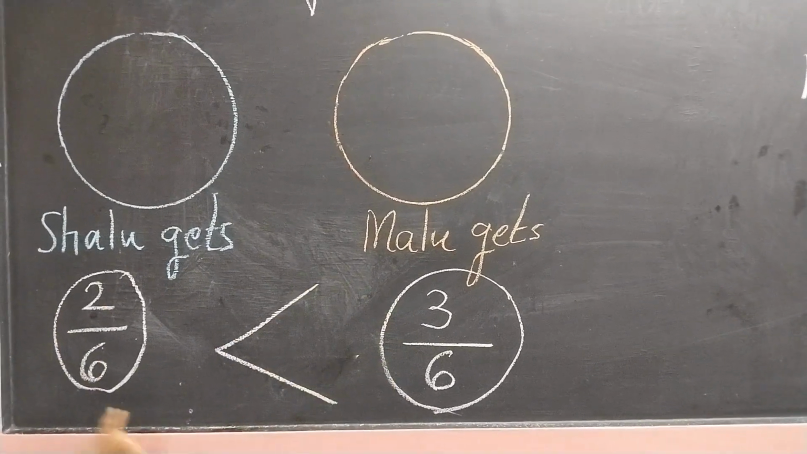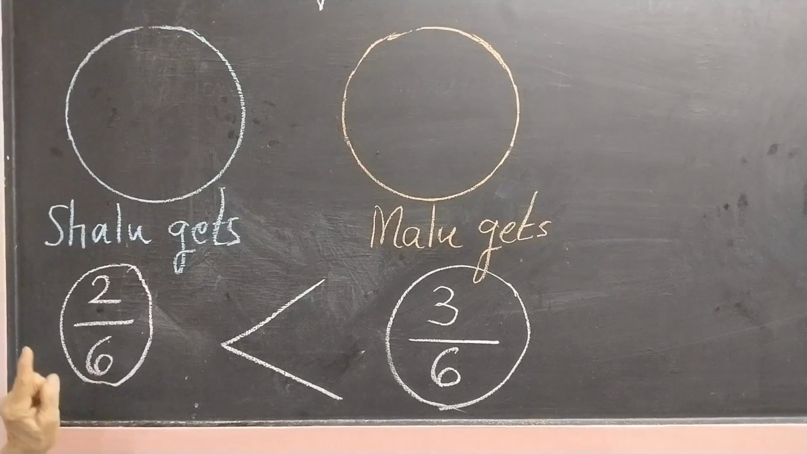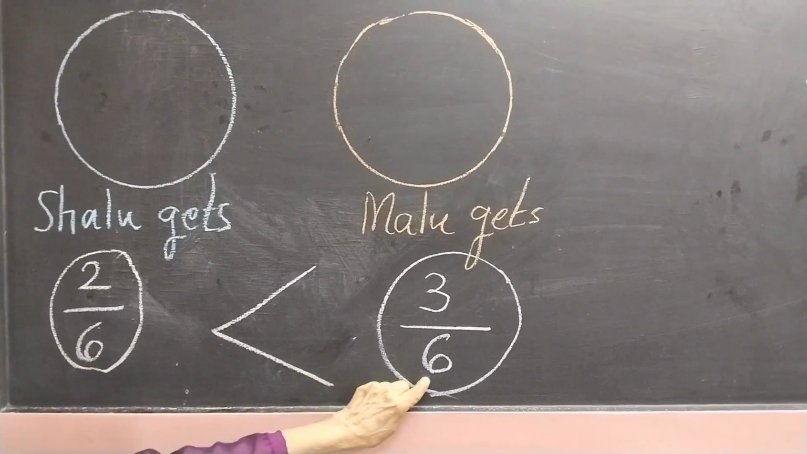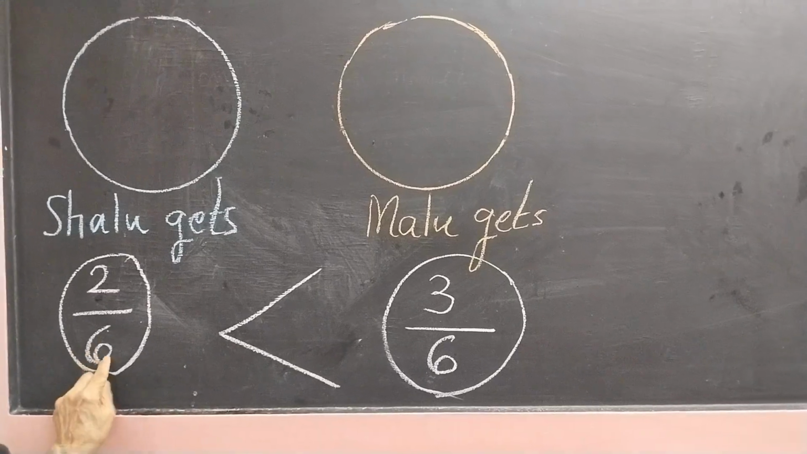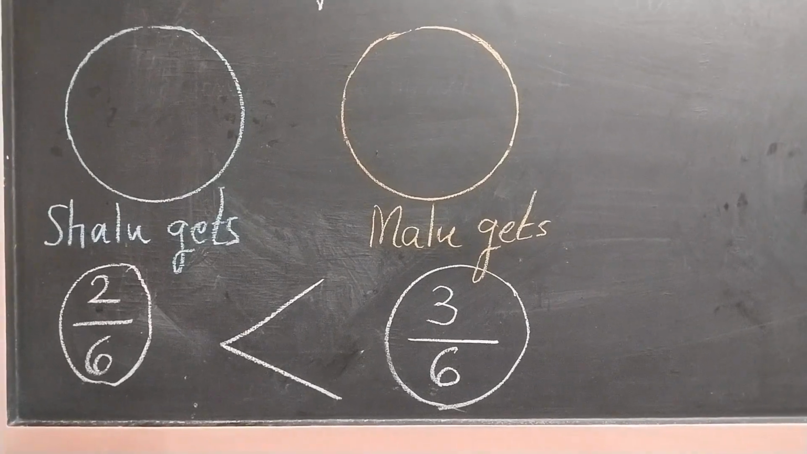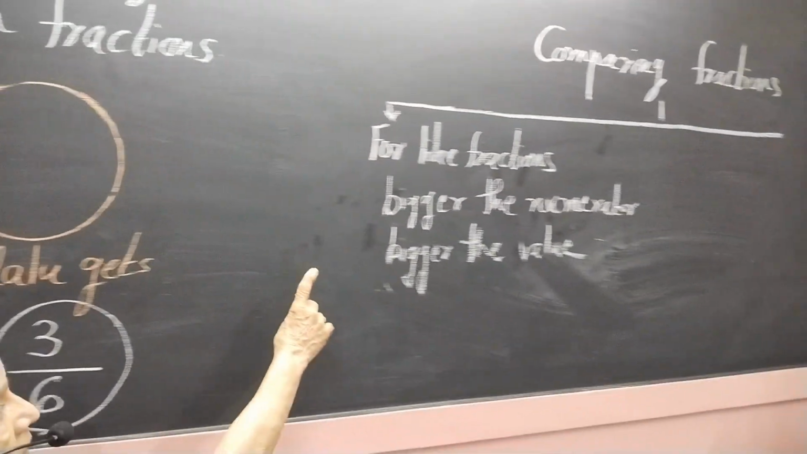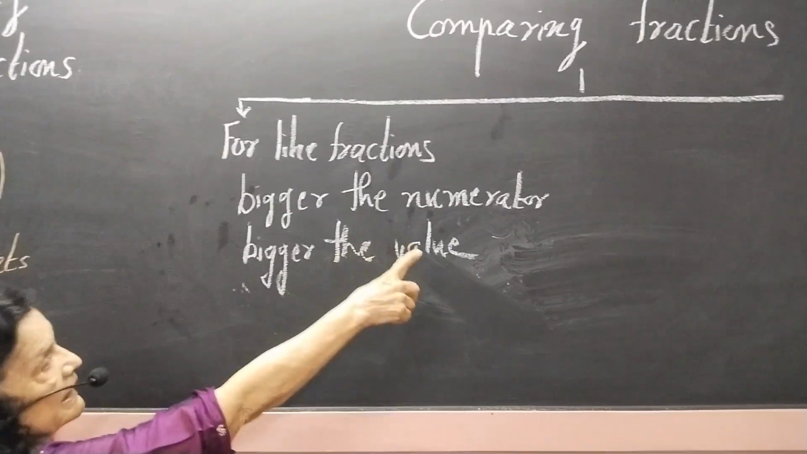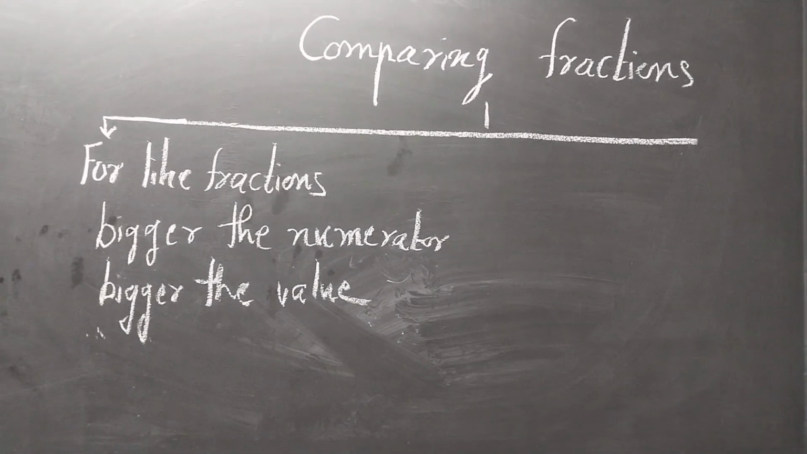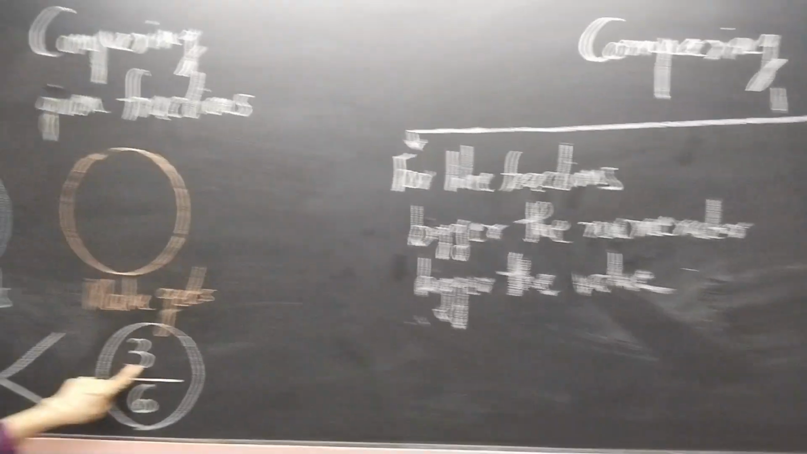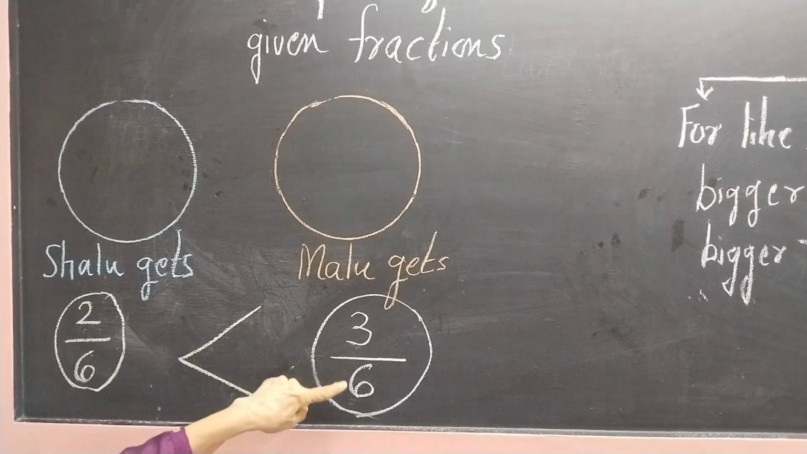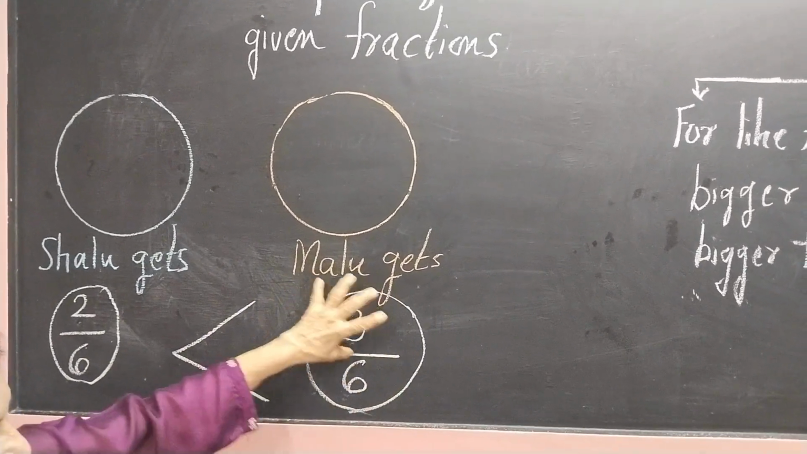Now from this, we can state that these are like fractions, because the denominators are the same. When like fractions have to be compared, which one is bigger and which one is smaller, then this rule is applicable: bigger the numerator, bigger is the value of that fraction. So 3 is bigger than 2, and hence in the like fractions given, this particular fraction is bigger than this fraction.